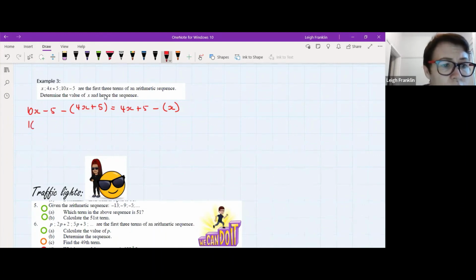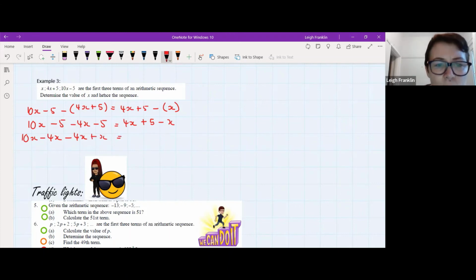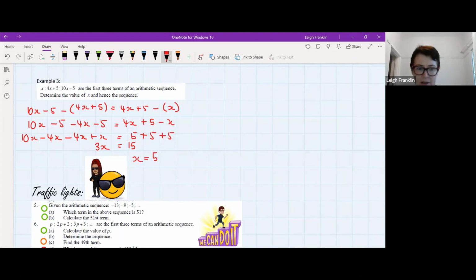All right, so this is really straightforward. We get 10x minus 5 minus 4x minus 5 again is equal to 4x plus 5 minus x. Let's collect the x's on the left. So we've got 10x minus 4x minus another 4x plus x. And on the right, we've got the 5 that comes down from here, and then plus 5, and then plus another 5. So how many x's do we have left? I'm getting 3. On the right-hand side, we have 15. So that means that x must be equal to 5 in this case.